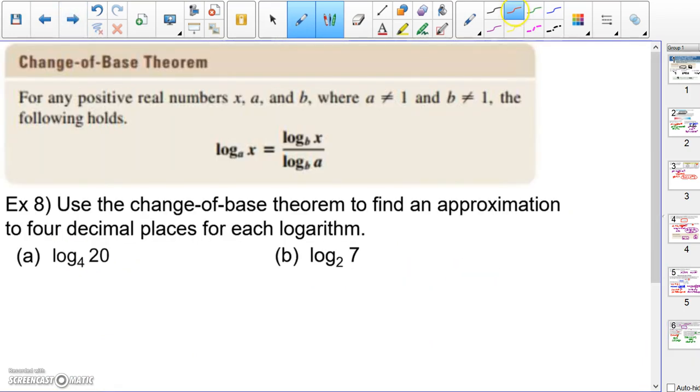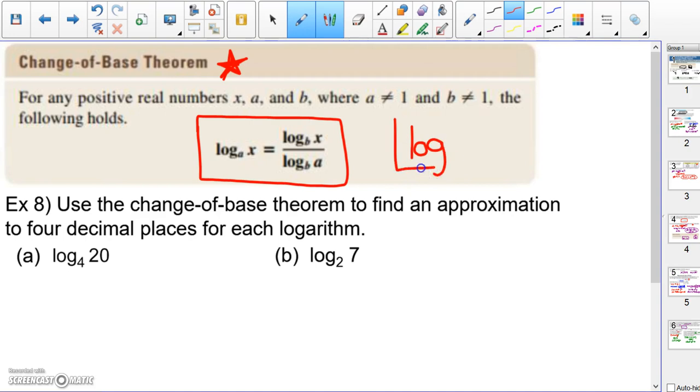Change of base theorem. This is important. You're probably going to want to memorize this, and it looks a lot harder than it actually is. Once we get some examples, you'll see how easy it is. Basically, the calculator only has one log button. Well, I guess it has two log buttons. It has the common log and the natural log. So what this formula does is it allows me to take any base other than base 10 or base e and convert to something I can plug in on a calculator.